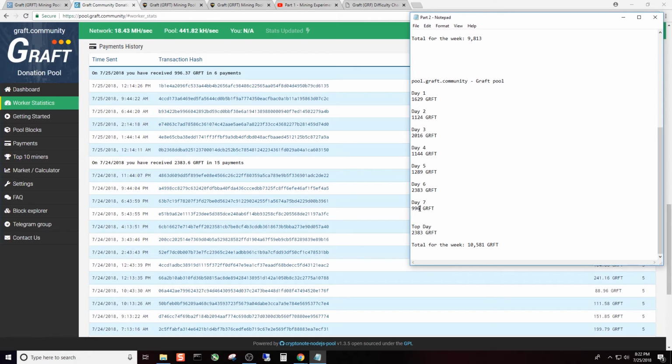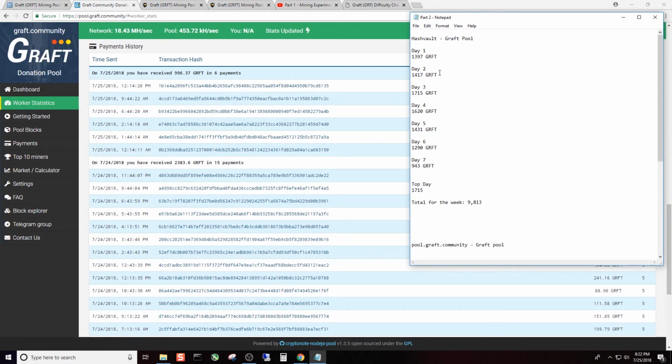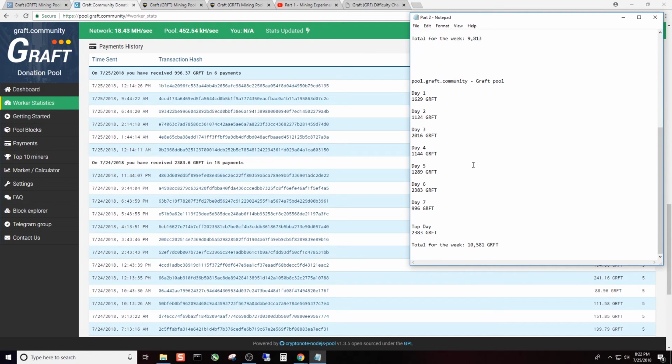Day 7, that was a half a day. That was when I actually turned it off, because I actually started the process around 3 p.m., okay? So a little less than half a day of mining. But as you can see, if I would have had full uptime, 100% uptime, like I had with Hashvault, when I was mining to Hashvault, I could have had over 11,000 coins.